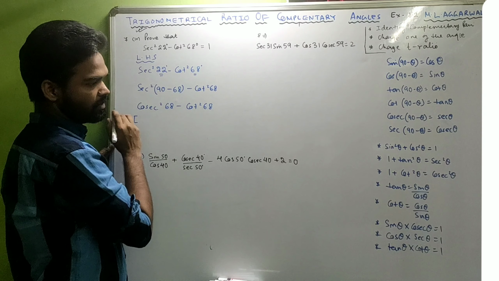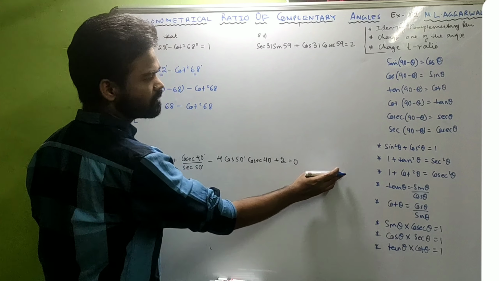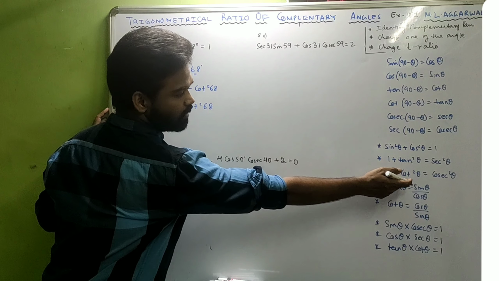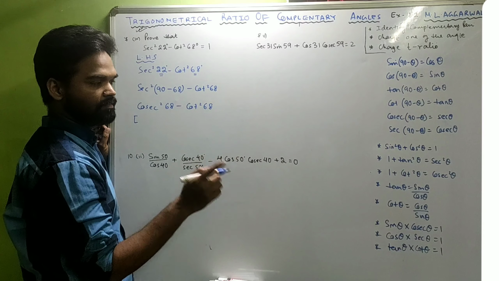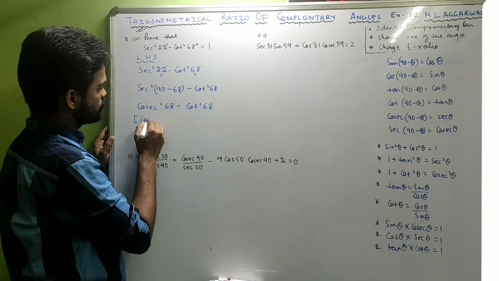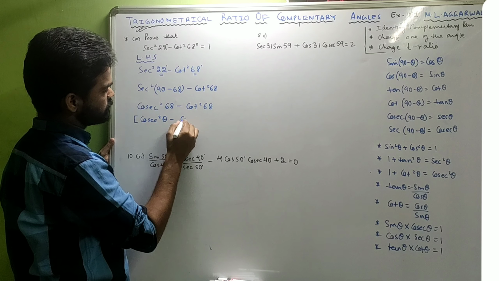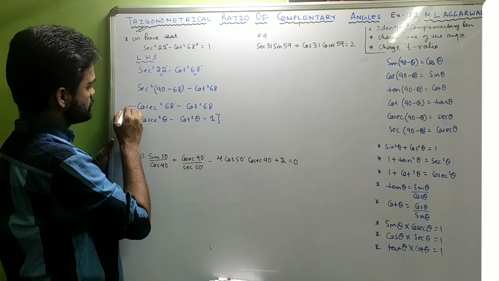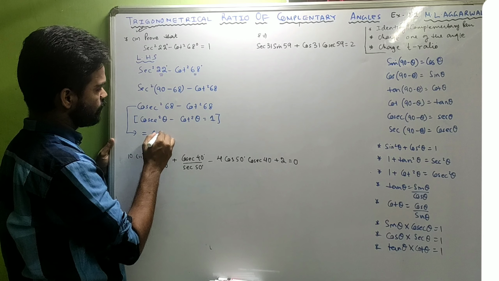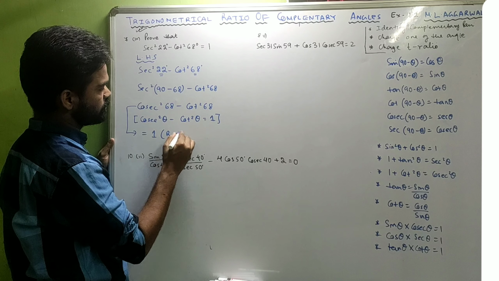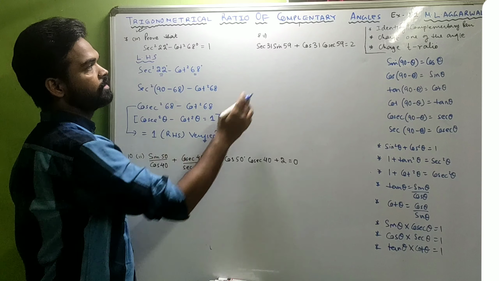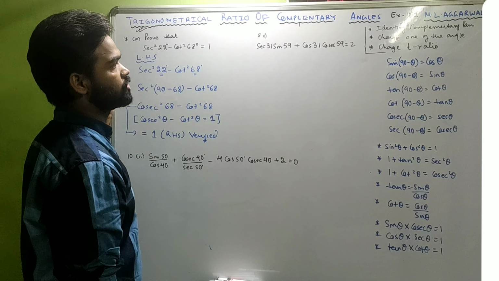Now we know, I've written it over here, we have done it in the previous chapters. Look over here. Cosec square theta minus cot square theta, if you take it on that side, will be 1. Cosec square theta minus cot square theta is equal to 1, which means this will be equal to 1. That's RHS verified. Clear?